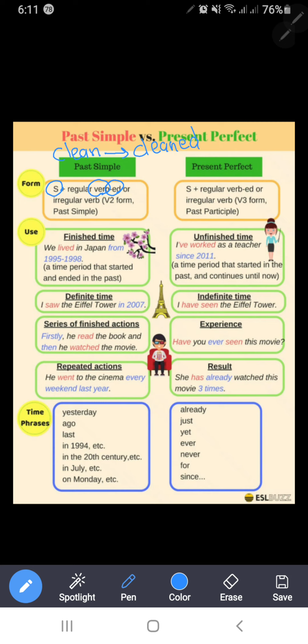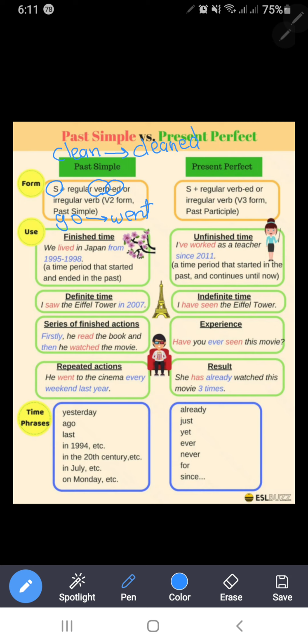But if we have an irregular verb, we cannot put ed. For example, the verb go. When I put verb go in past simple, it turns into went. For example, I went to school yesterday. And this is the form of the past simple.